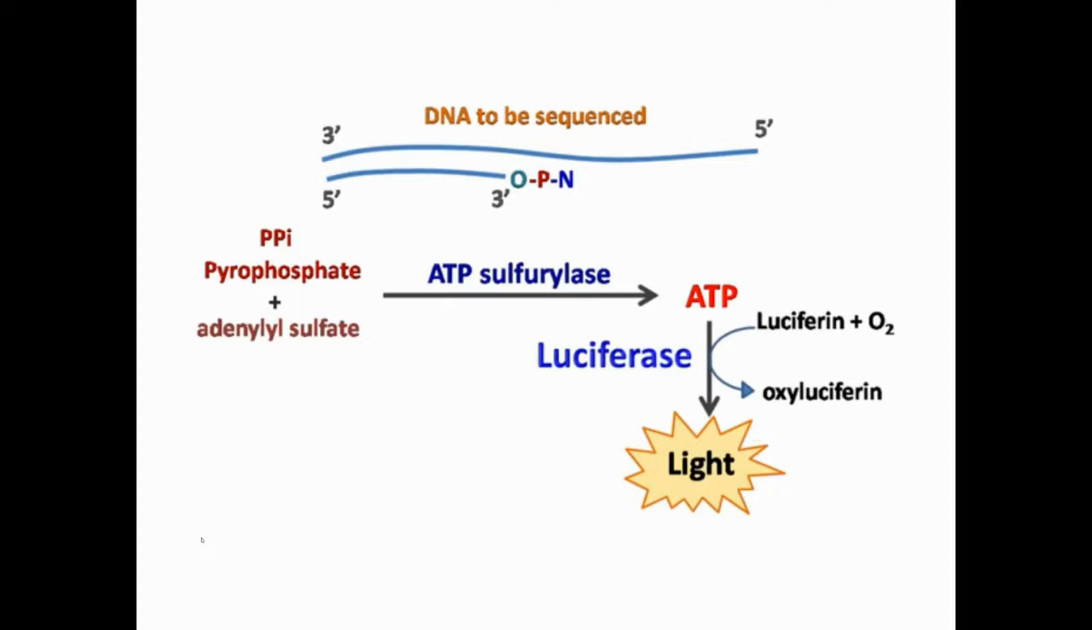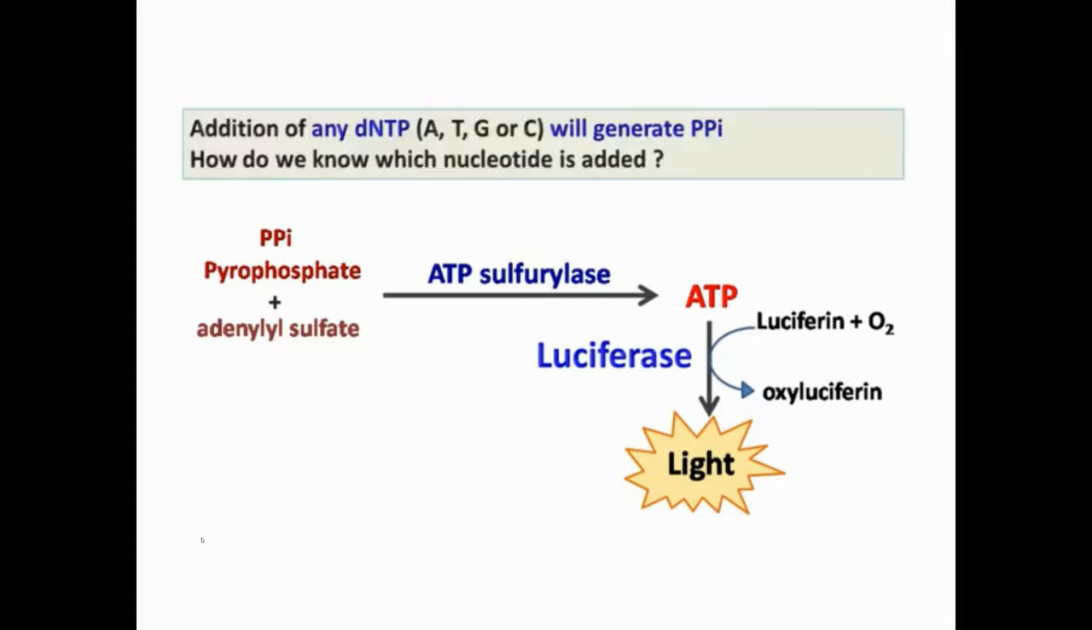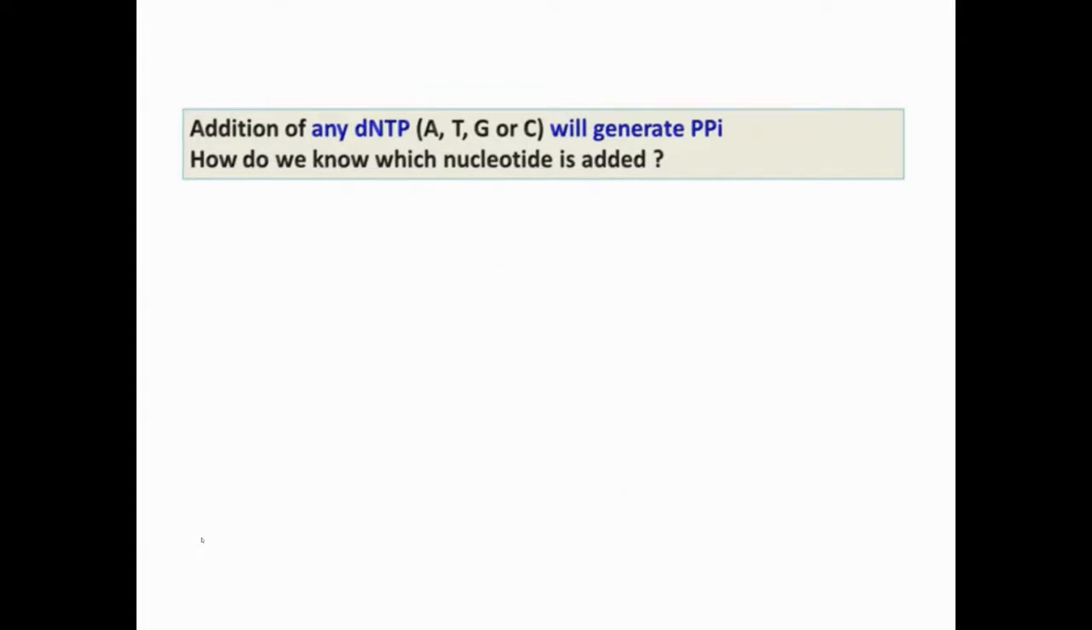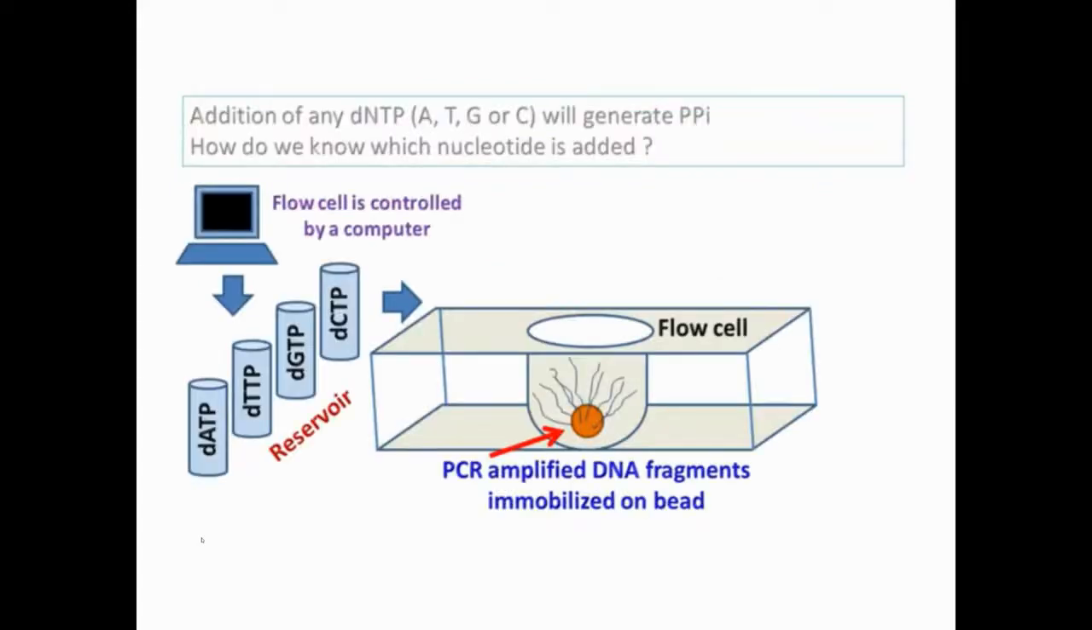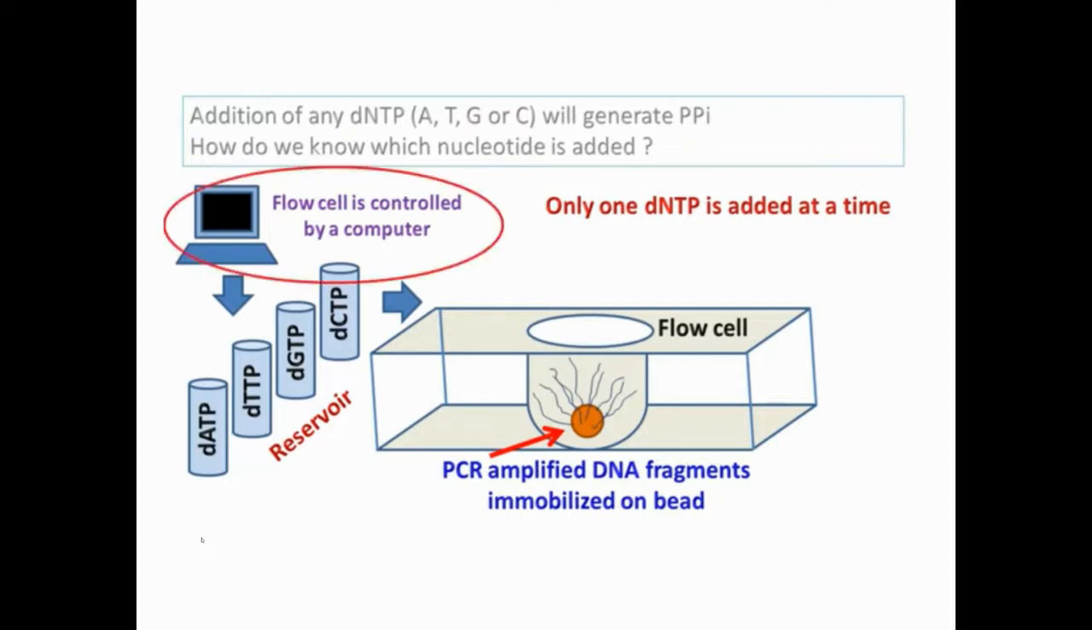Now here comes an interesting question. Addition of any dNTPs, A, T, G, or C, will generate pyrophosphate. So the question is, how do we detect which nucleotide is added? Well, to solve this problem, the reaction is carried out in a flow cell where only one dNTP is added at a time. The flow cell is controlled by the computer, which knows which dNTP is added.